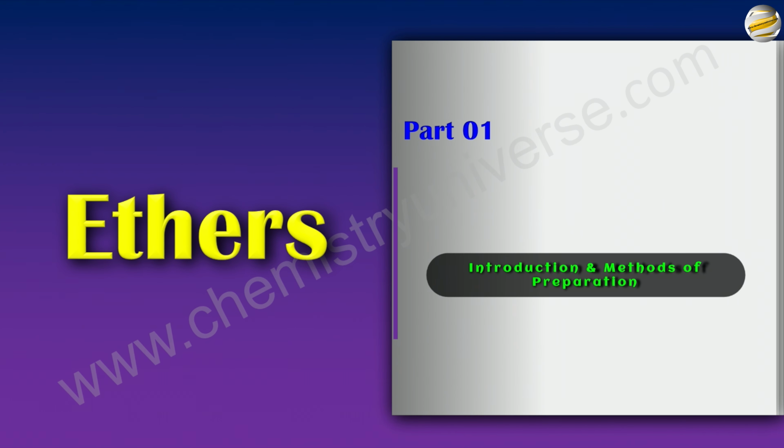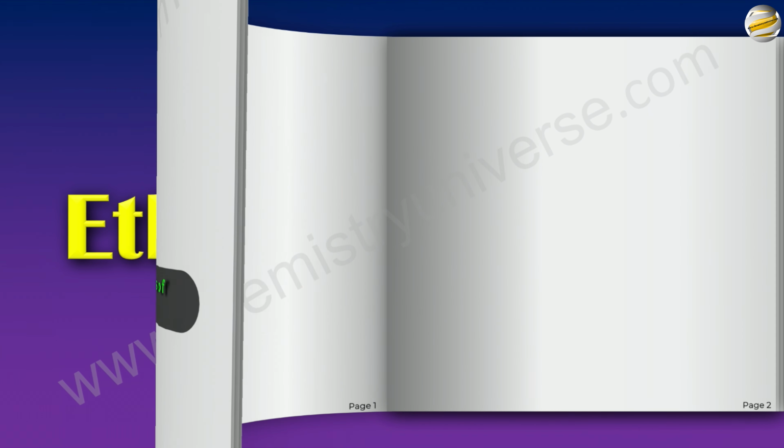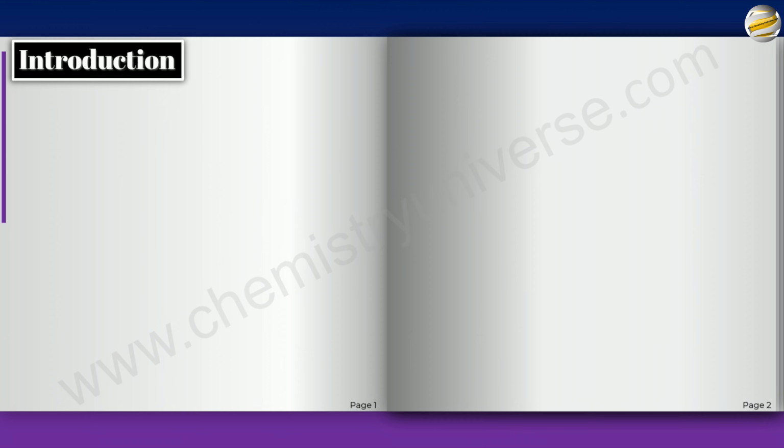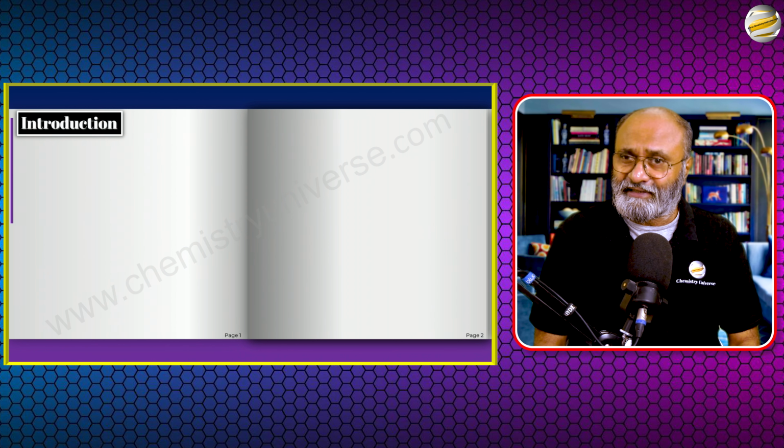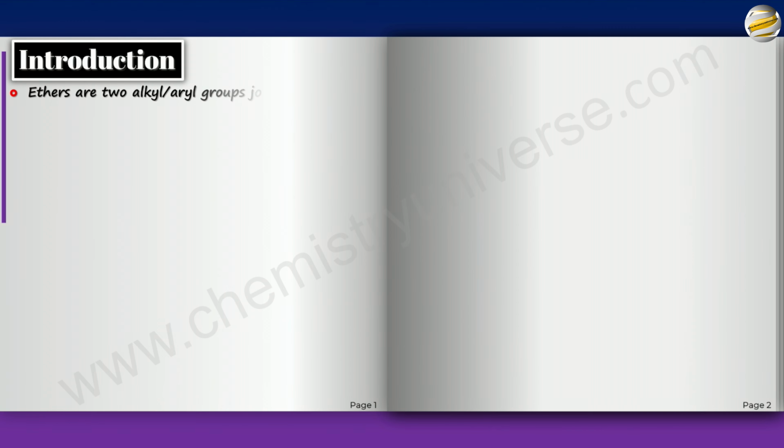Okay. So we have introduction and methods of preparation. So let's start with the introduction. So what do you think are ethers? Now ethers, what would you say ethers are? And I think most of us who are at this stage of learning ethers pretty much know what they are. They're basically an oxygen bonded to two alkyl or two aryl groups, or one alkyl and one aryl group. You can have any kind of mix. Basically, it's ROR prime. That's what we call ethers. So ethers are two alkyl or aryl groups joined via an oxygen atom.